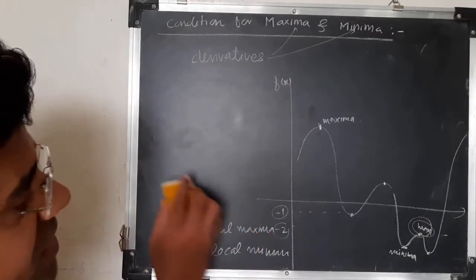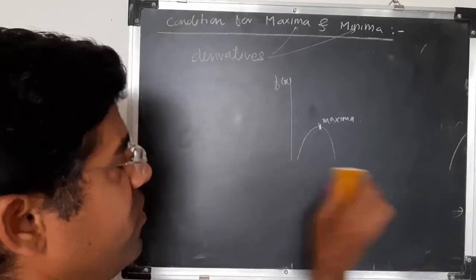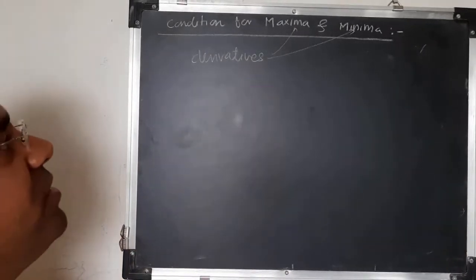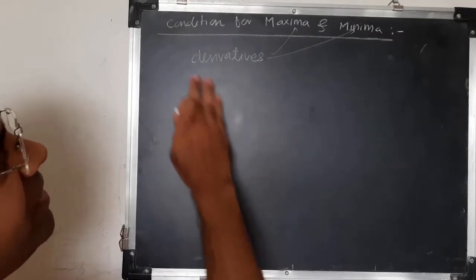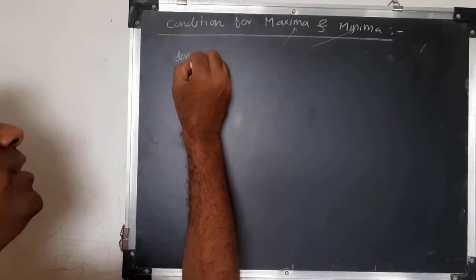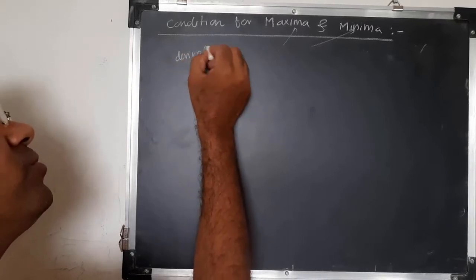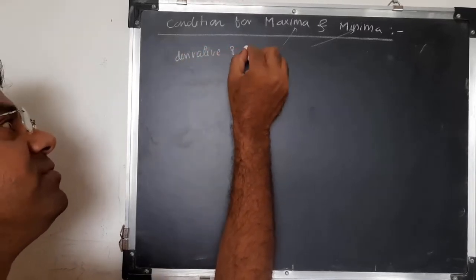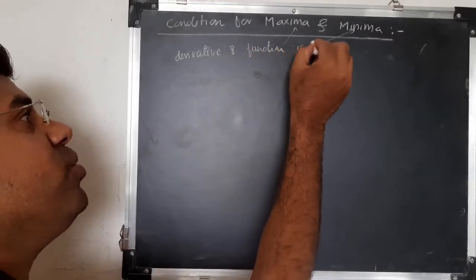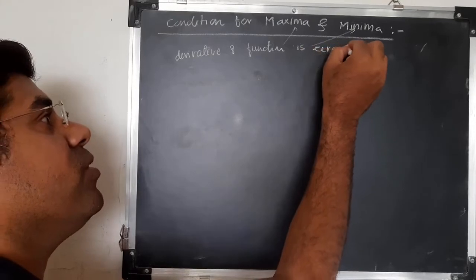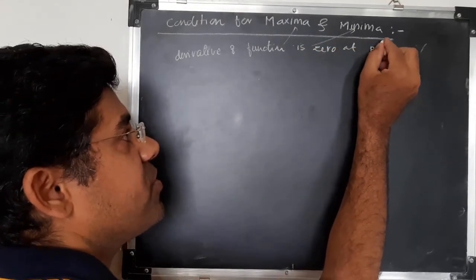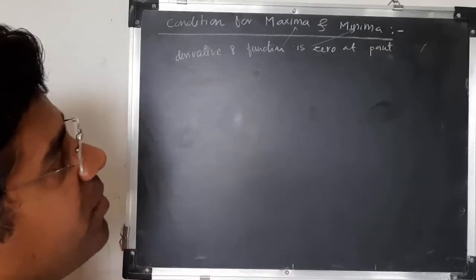Okay, so we will start. As you know, the derivative will define your maxima and minimum points. So the first condition is the derivative of a function is 0 at a point.